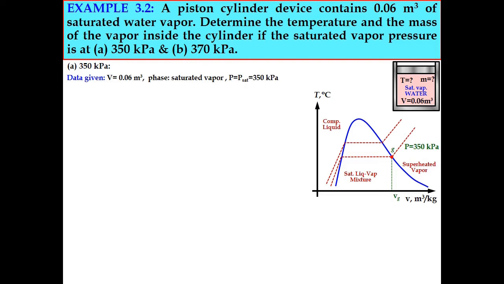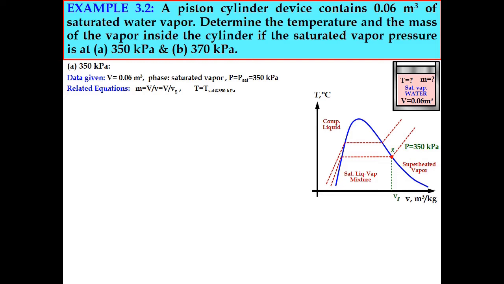Okay, so whatever properties refer to that point, for example, for specific volume, refer to the Vg value, and so on. Related equation, because we want to determine the mass. The original equation is V equal to M multiplied by specific volume. So we just rearrange the equation, and we get the mass equal to V, the volume, divided by the specific volume at saturated vapor condition, Vg.